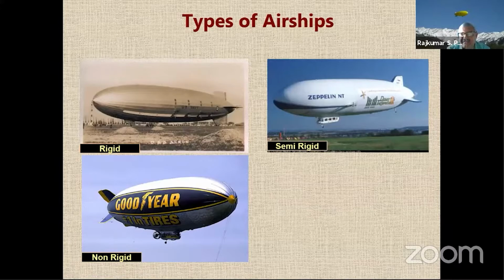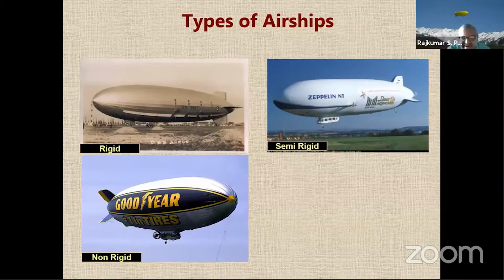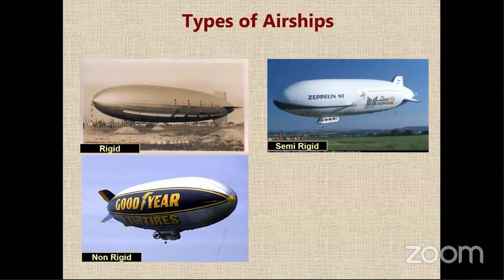So what is happening in semi-rigid then? Tied with rope to the ground. No, my friend, all airships are supposed to fly and all airships are tied with the rope to the ground. So don't go by tying with the rope on the ground. Tell me about the structural configuration. This question is about structure. How is the structure of semi-rigid airship?